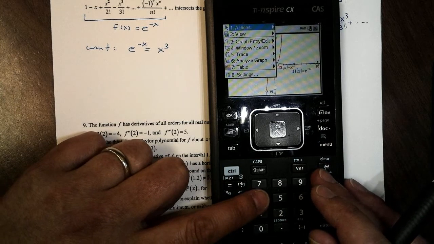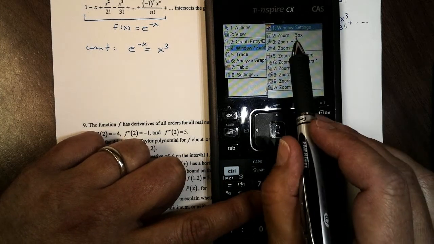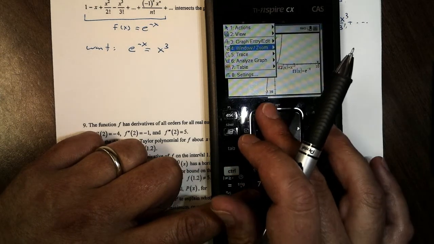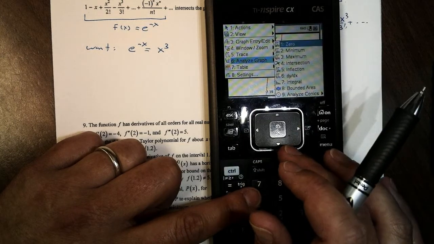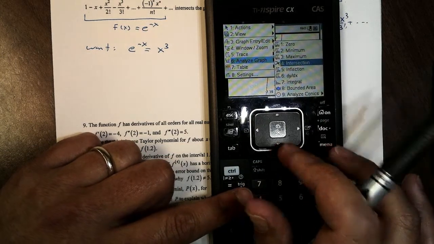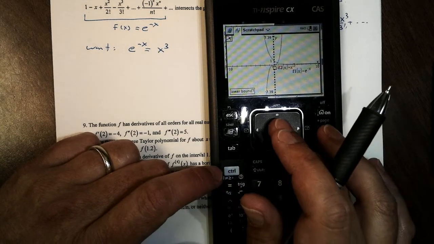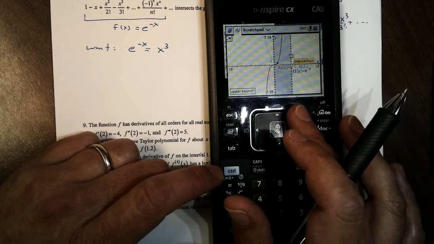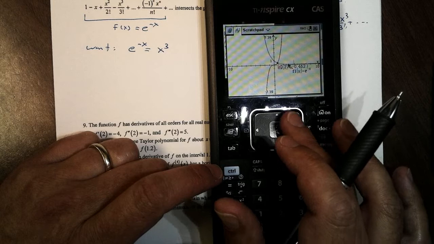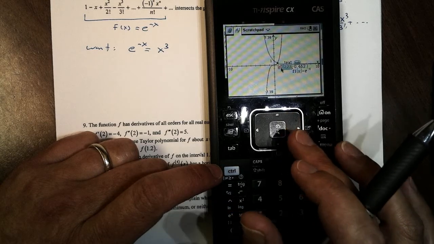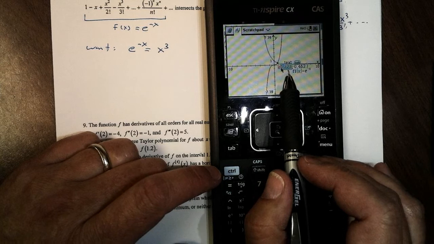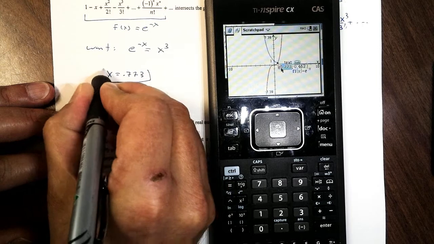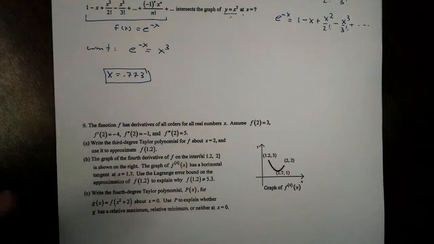Menu. 4, we're looking for the menu. Oh, sorry. Analyze graph, 6, sorry about that. And we want intersection, number 4. There we go. And I'm going to hit lower bound, upper bound, and it's enter. And it's kind of hard to see because I got that little function in the way. Let's see if we can delete that. Oh, there it is. I highlighted it, and we get x equals 0.773.